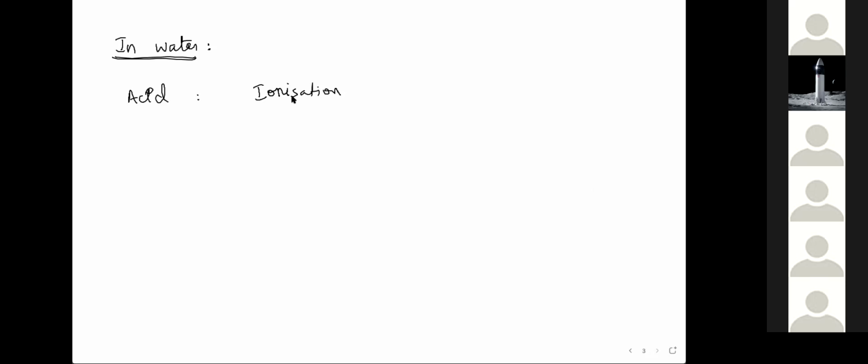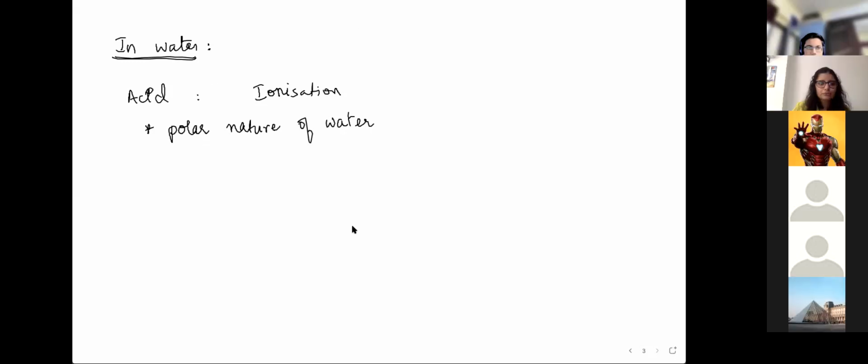The ionization takes place in water because of something called the polar nature of water. Have any of you heard of the word polar before? Like, what do you mean by polarity of water or polar nature of water? Water is a polar solvent. Yes, no? Okay, Vasudha says no. Okay. No, ma'am. Okay, so where do we start?